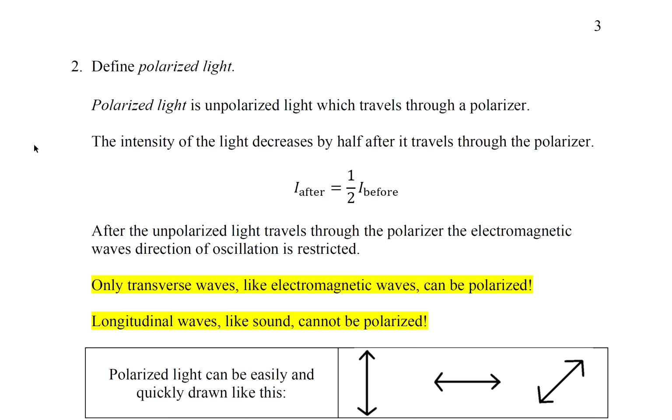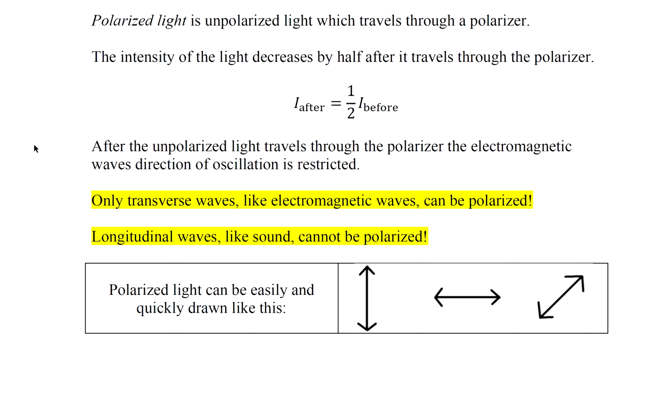Question 2. Define polarized light. Polarized light is unpolarized light which travels through a polarizer. The intensity of the light decreases by half after it travels through the polarizer. So intensity after equals 1/2 intensity before. After the unpolarized light travels through the polarizer, the electromagnetic wave's direction of oscillation is restricted.